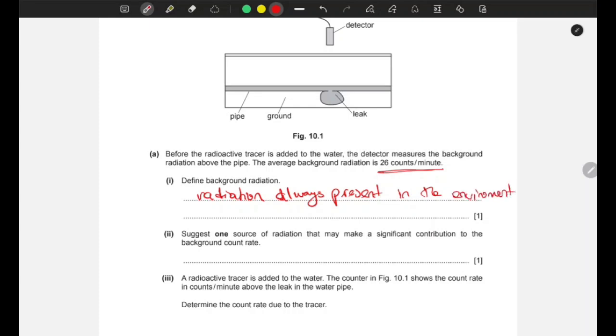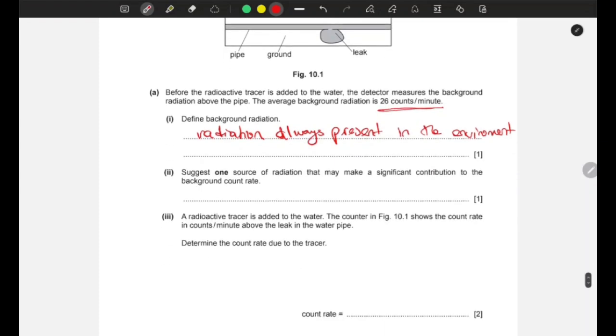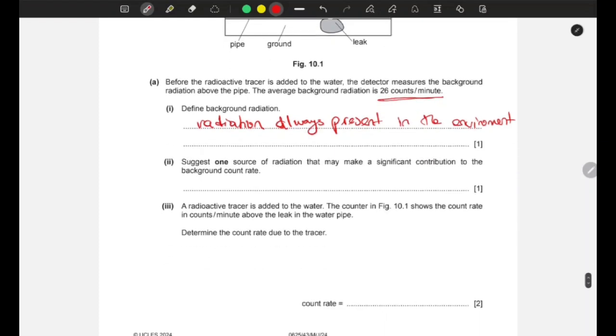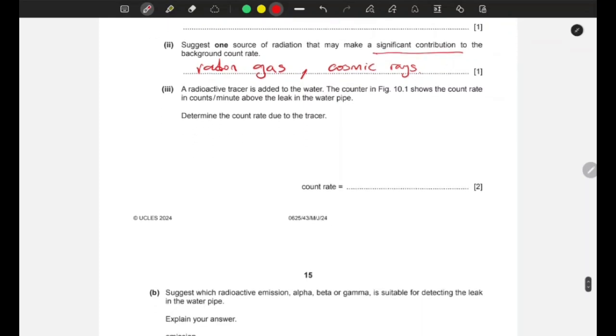So it's a radiation that's always there. Suggest one source of radiation that may make a significant contribution to the background count rate. So there are different sources of radiation. We can say that it's radon gas. We could also say cosmic rays coming from the sun. And we can also mention other sources of radiation that contribute to background radiation.